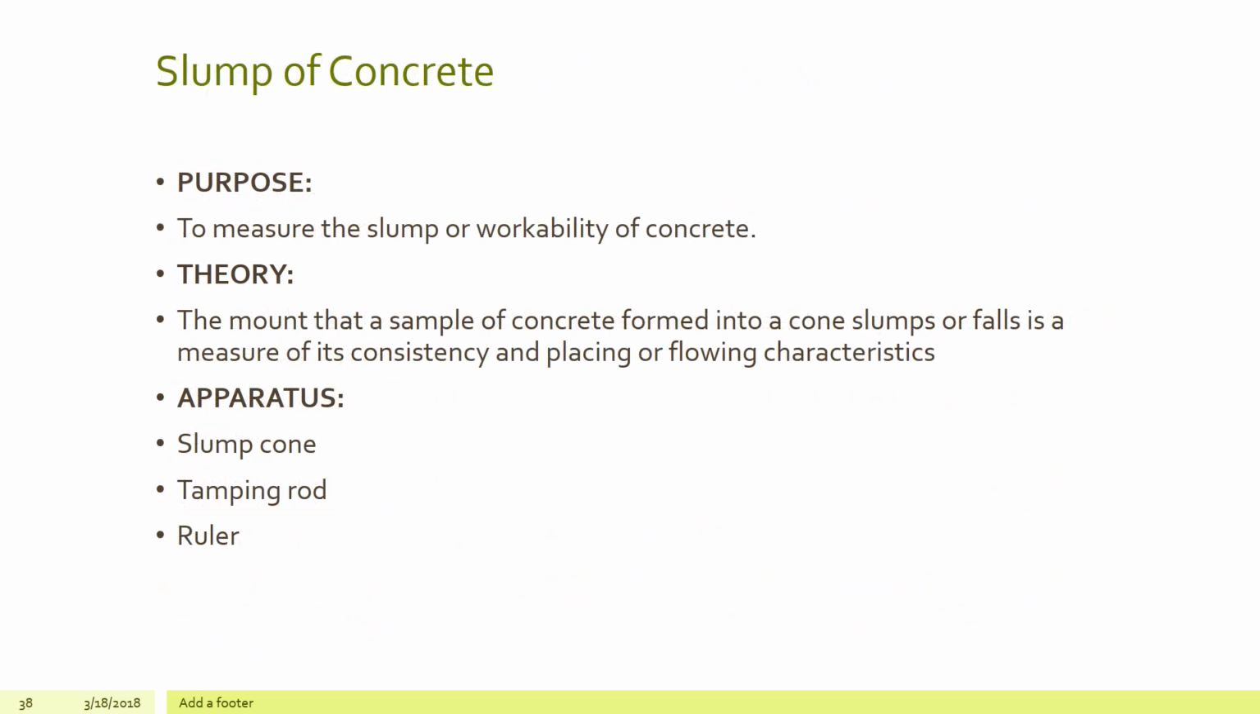Slump of the concrete. The purpose, again, we talked about it earlier, is the workability of the concrete. And the theory is the sample of the concrete formed into a cone slumps or falls in a measure of its consistency and placing or flowing characteristics. Of course, we need a slump cone, a tamping rod, and a ruler.